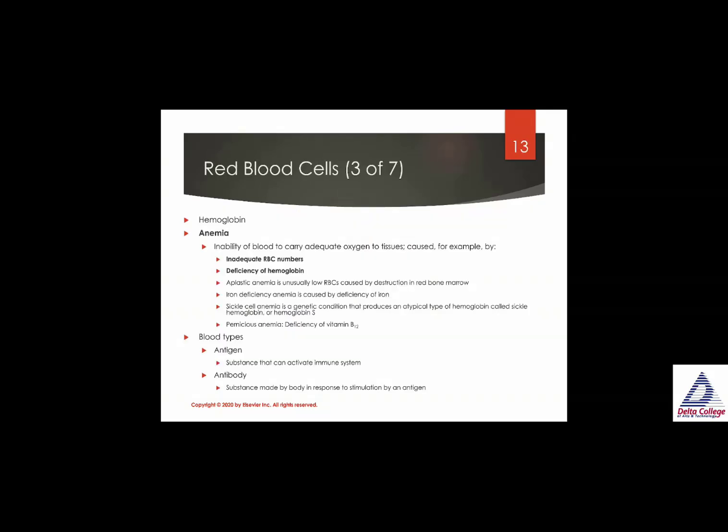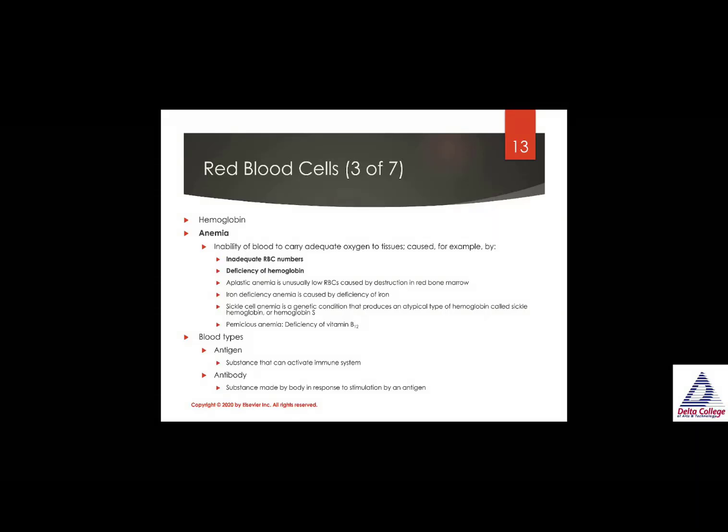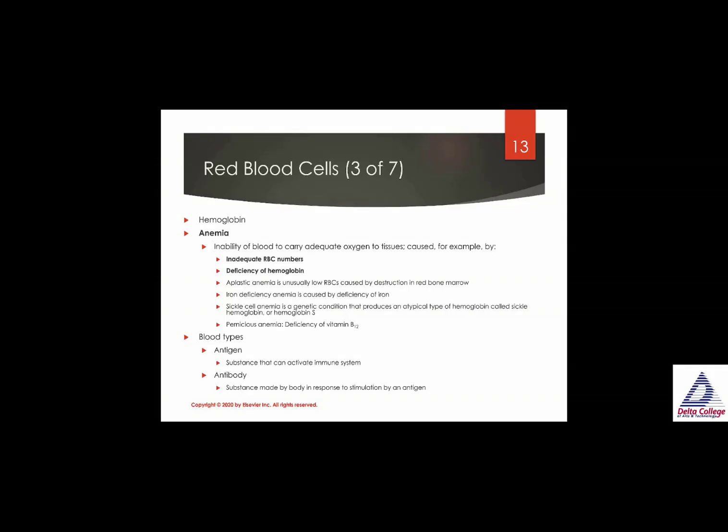So, hemoglobin. Hemoglobin is carried in red blood cells. Anemia is the inability of blood to carry adequate oxygen to tissues, caused, for example, by one, inadequate red blood cell numbers, there's not enough, or two, deficiency of hemoglobin, which is the oxygen carrying part of the red blood cell.